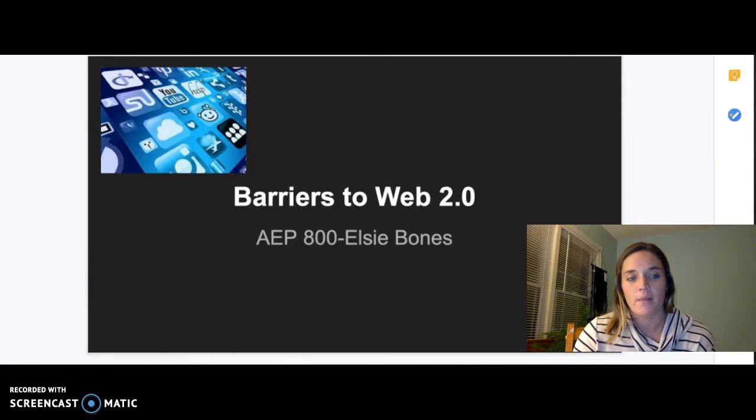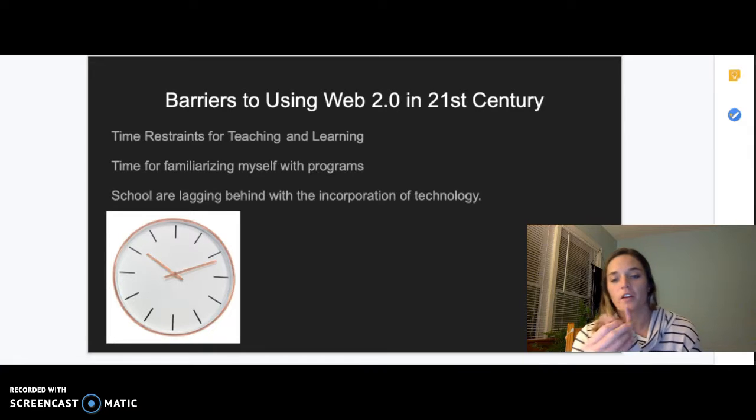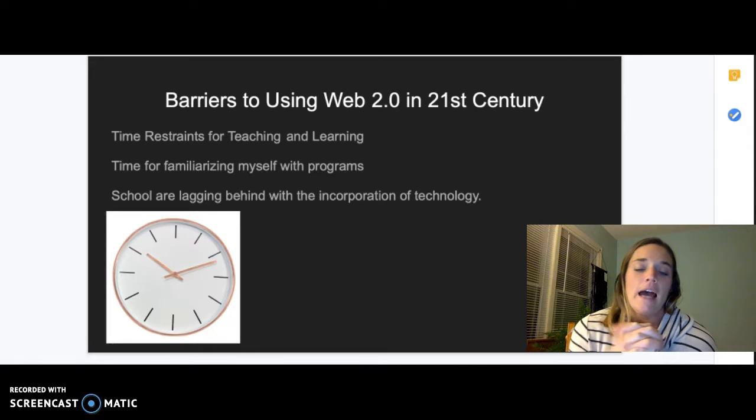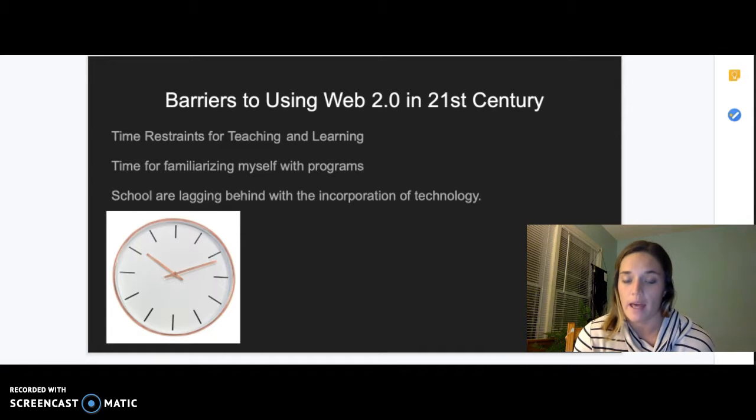Within this module, there were a bunch of different articles that we had to read. And so the first article that we had was Barriers to Using Web 2.0 in the 21st Century. So some of my thoughts and reflections on this one were more about the time restraints and what can kind of hold us back from using technology. So the things that I had mentioned on this slide were, like I said, time restraints.